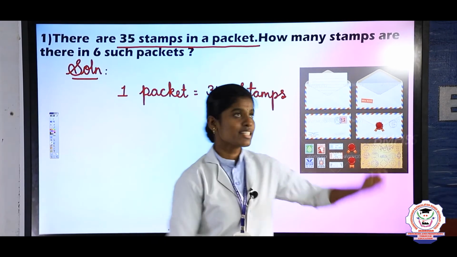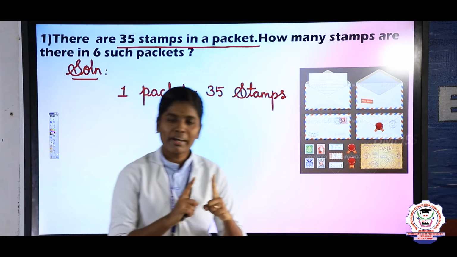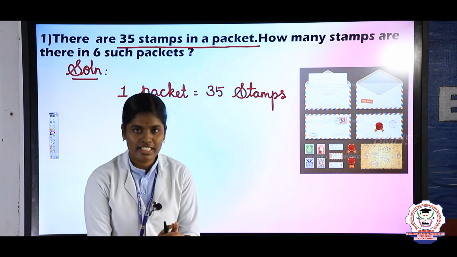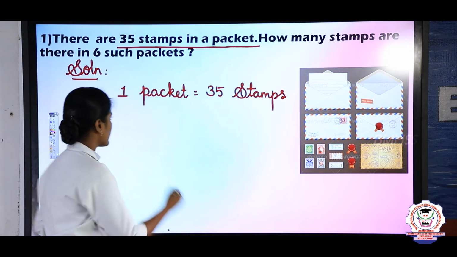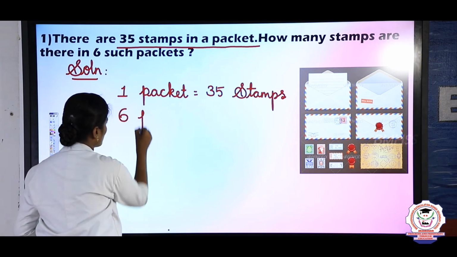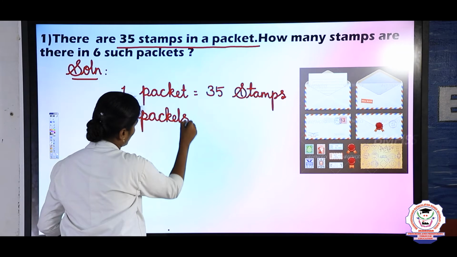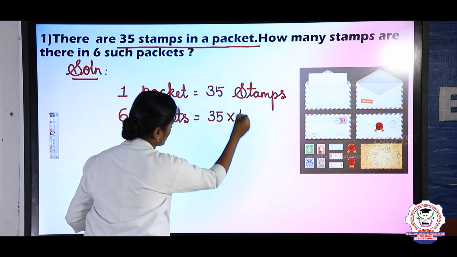The next one, they asked how many stamps are there in 6 such packets. So one packet equals 35 stamps. How many stamps? 35 stamps. Now we are going to find the 6 packets. Okay. So write 6 packets equal to take 35 multiply by 6.